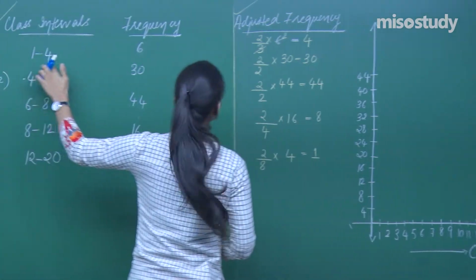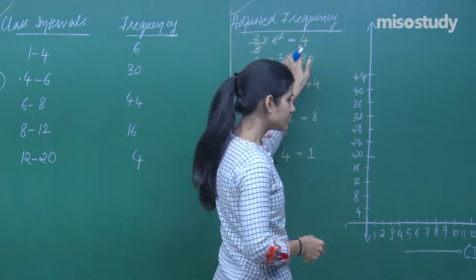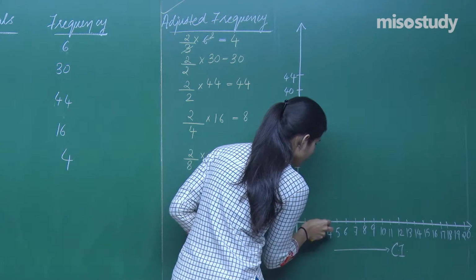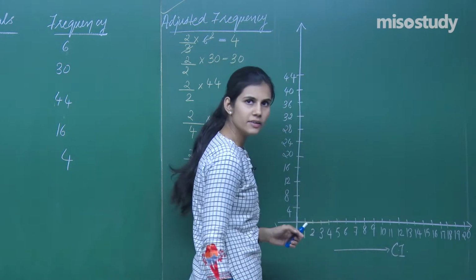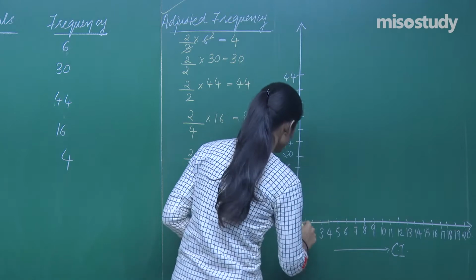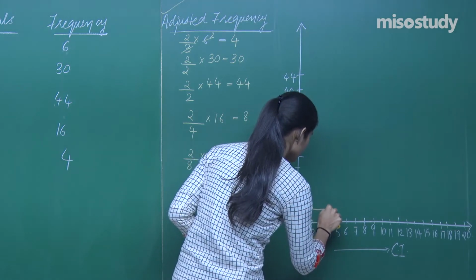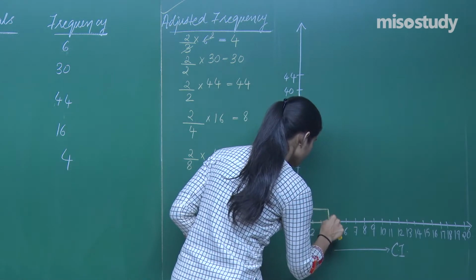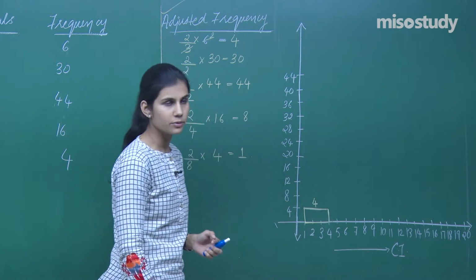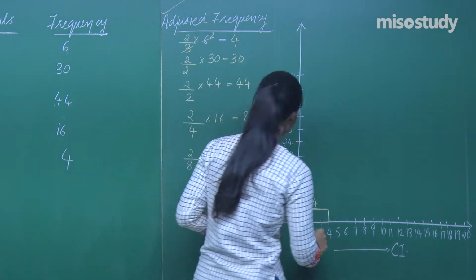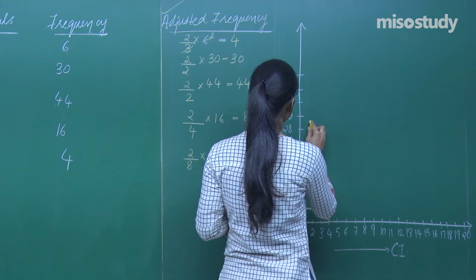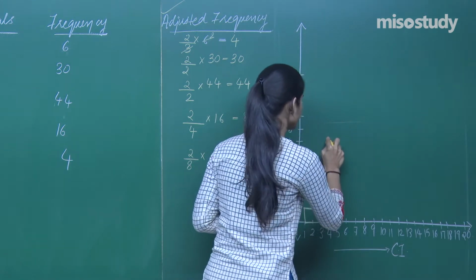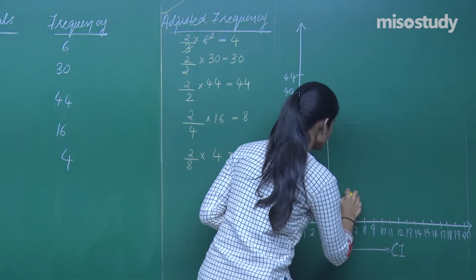Now you have to do 1 to 4. The adjusted frequency is 4. So your rectangle is going to have width equal to the width of this class interval, and height is going to be 4. So you have the first rectangle like this. This is your first rectangle, adjusted frequency 4. Then you have 4 to 6. The frequency for 4 to 6 is 30, so 30 is going to be here. It will begin from 4 and end at 6.